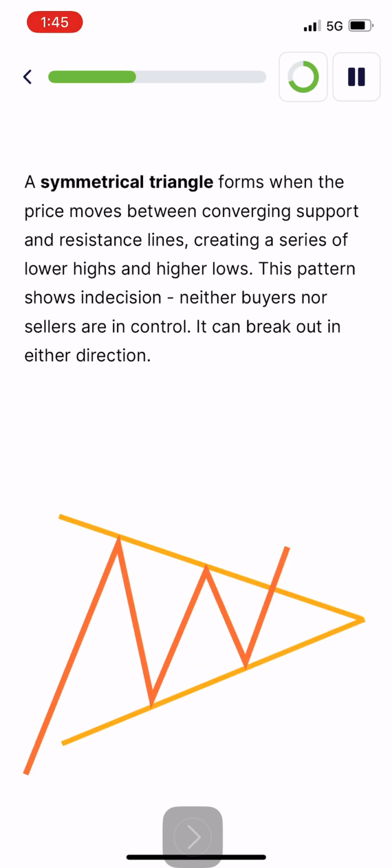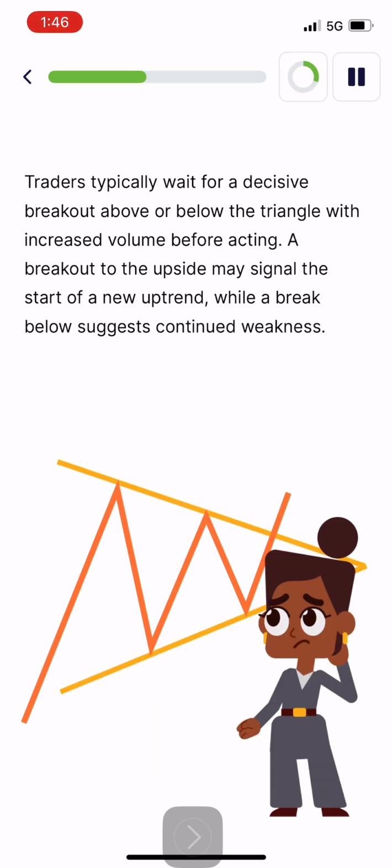A symmetrical triangle forms when the price moves between converging support and resistance lines, creating a series of lower highs and higher lows. This pattern shows indecision. Neither buyers nor sellers are in control. It can break out in either direction. Traders typically wait for a decisive breakout above or below the triangle with increased volume before acting. A breakout to the upside may signal the start of a new uptrend, while a break below suggests continued weakness.